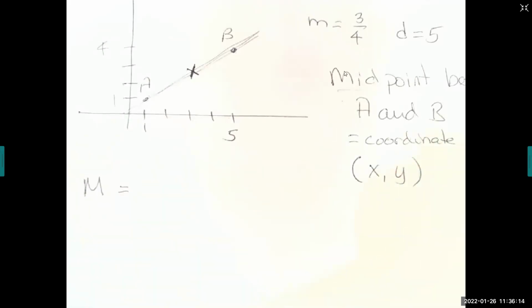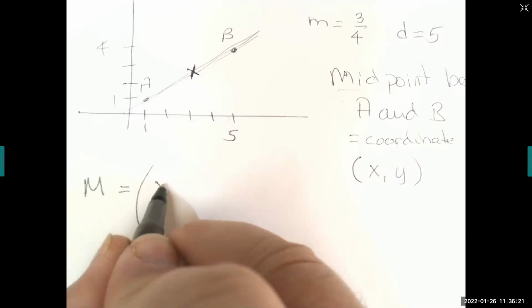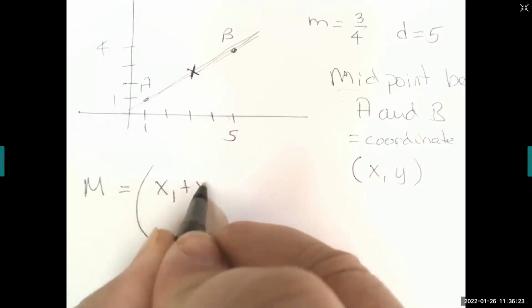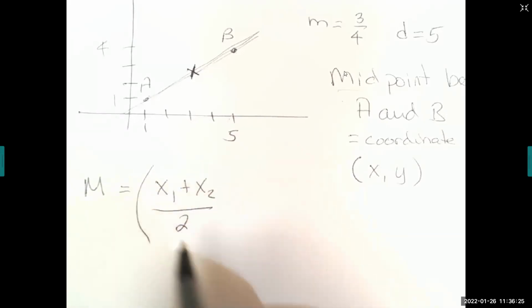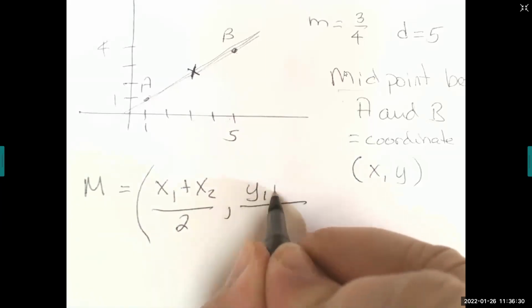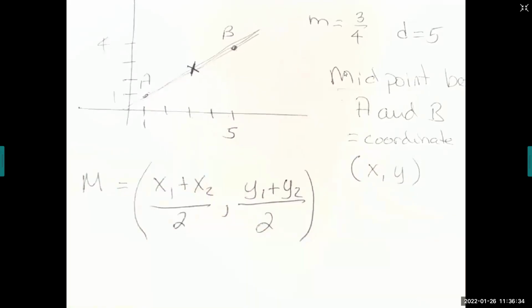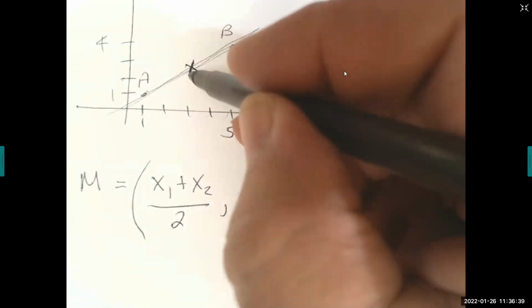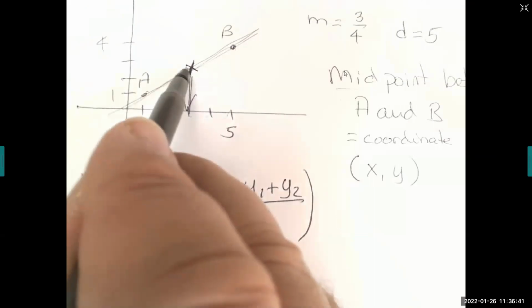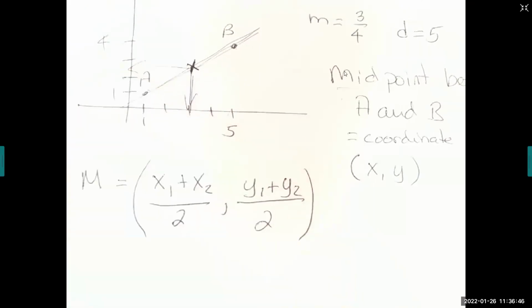It's also called the average. Add them and divide by 2. Yes. So the midpoint is you add x1 plus x2 divided by 2. Same thing with the y values, y1 plus y2 divided by 2. That's your midpoint. It's the average between your 2 points.